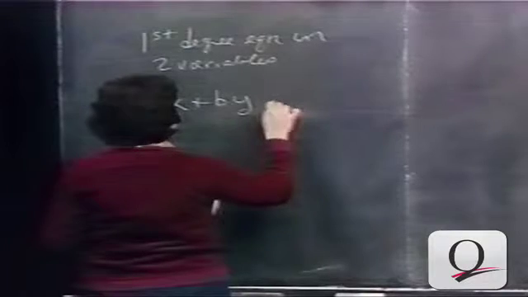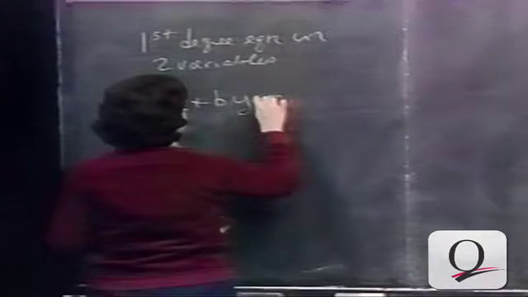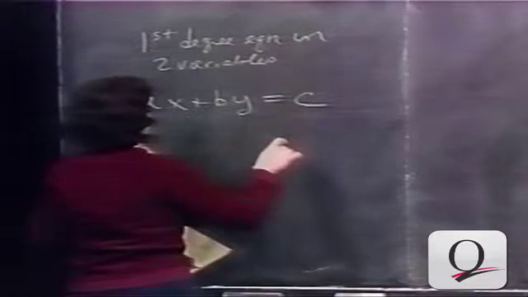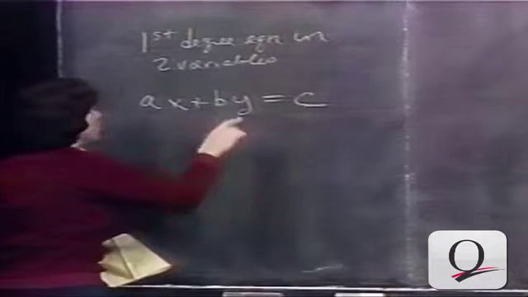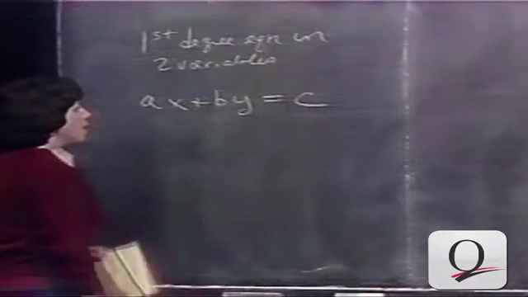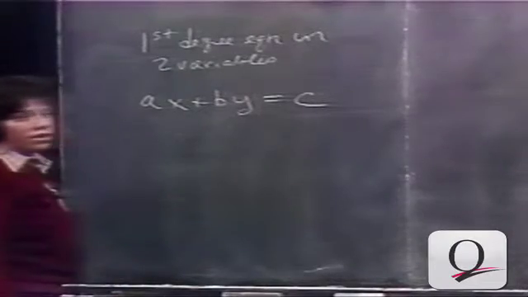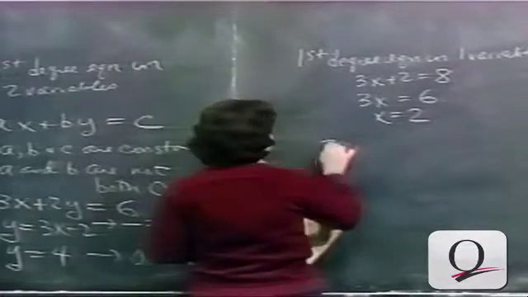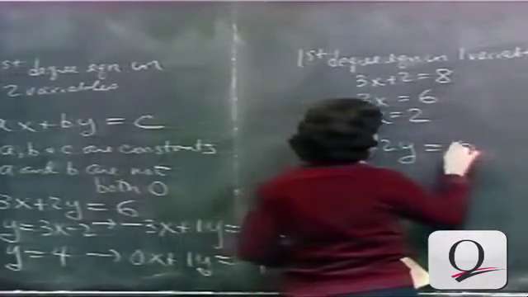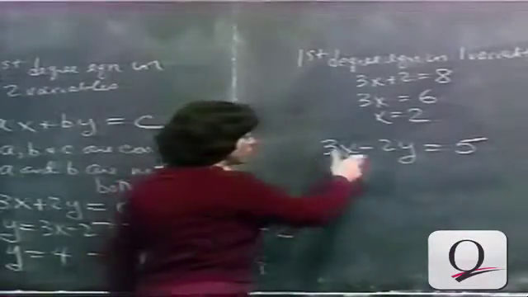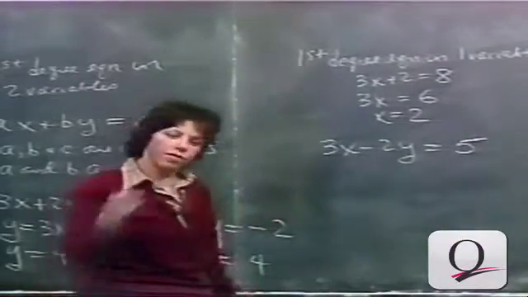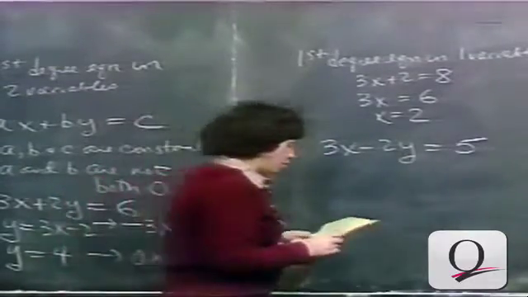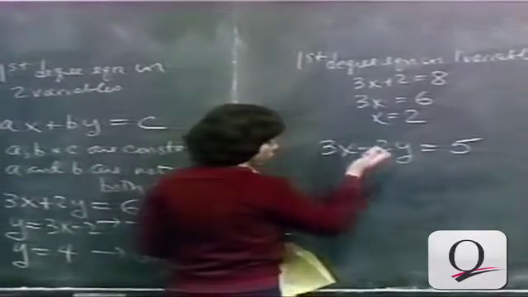A first-degree equation in 1 variable, something like 3x plus 2 equals 8, 3x equals 6, x equals 2. The solution would be just one number. Okay, now by a solution to something like 3x minus 2y equals 5, a typical solution here would be a pair of numbers, one for the x and one for the y, which satisfy the equation. For example, let's just try to get one.